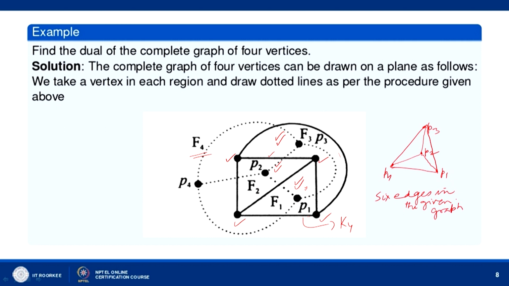And how many edges are there in the dual graph? 1, 2, 3, 4, 5, 6. So, the dual graph also has 6 edges.